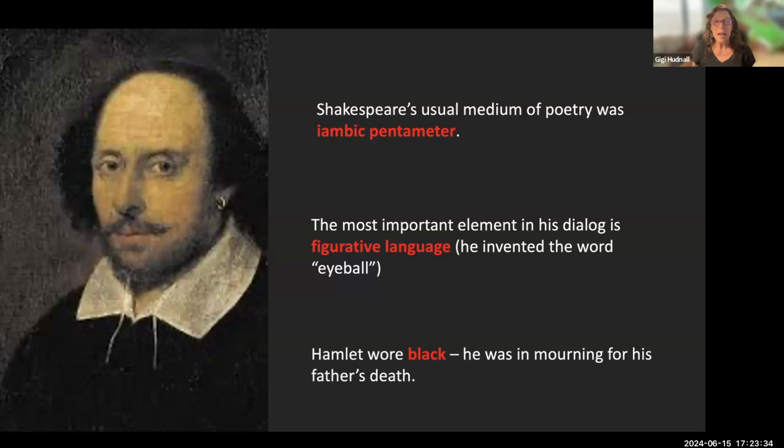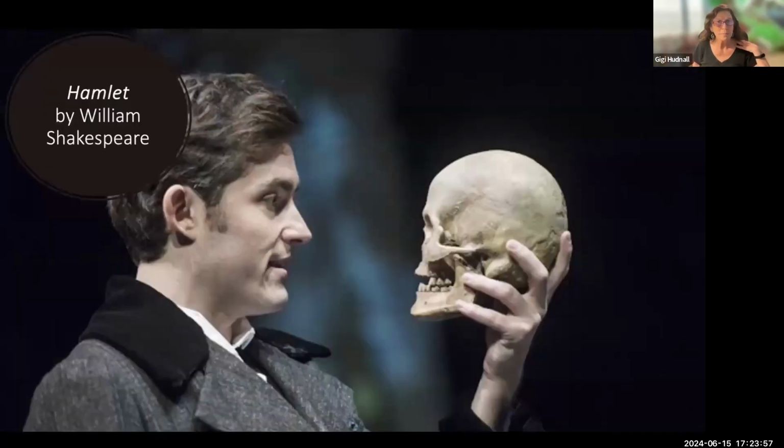When we talk about Hamlet, Hamlet wore black. So I think that's one of the questions that's asked for you. What color does Hamlet wear? Hamlet's wearing black. His mother asks him, why are you dressed like that? Why are you dressed like you're in mourning? He was dressed like in mourning because his father just died. He was in mourning for his father's death, and that's why he wears black.